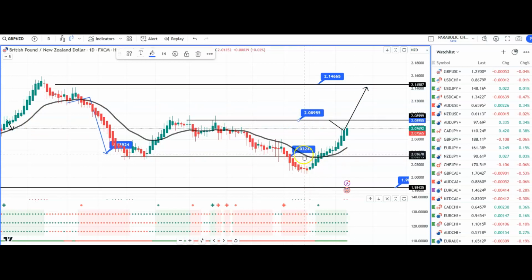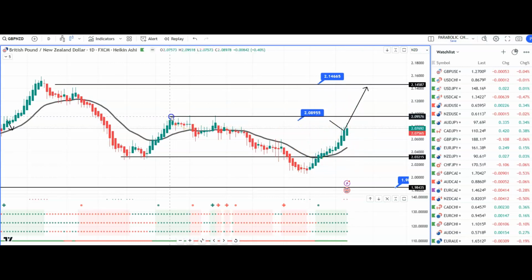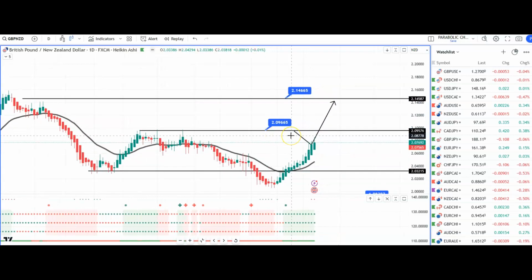So first target, that was hit. That was hit last week. That was hit a few weeks ago. We don't need those anymore. So 208.95, it's almost there. Any break above that, break of structure here. Any kind of pullback, and then a break of 209.66 is going to 214.66.